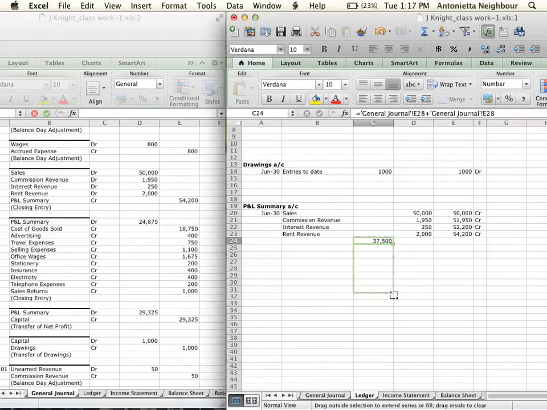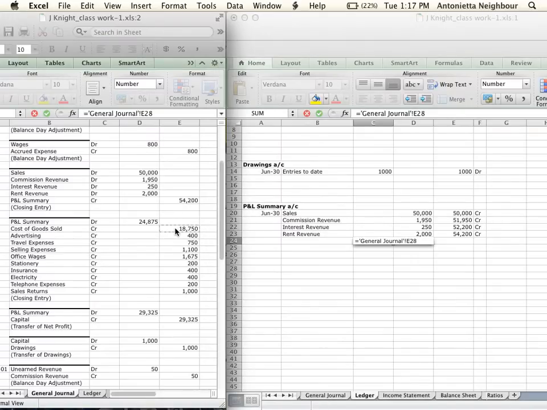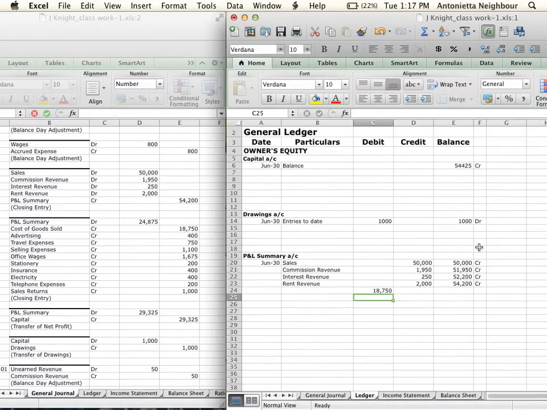Yes, Robert? Yes, I think you said this before, but why is there the 1,000 in the debit column next to entries to date? Like, why don't we just go like balance? Up here, yeah, I've said this 3 times, but that's okay. I'll say it the 4th time.